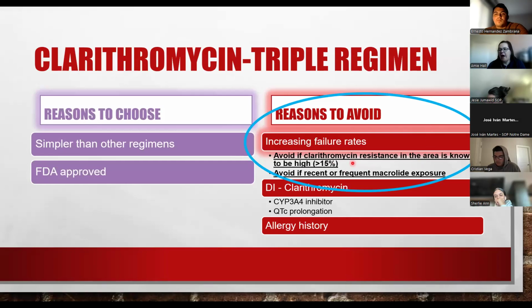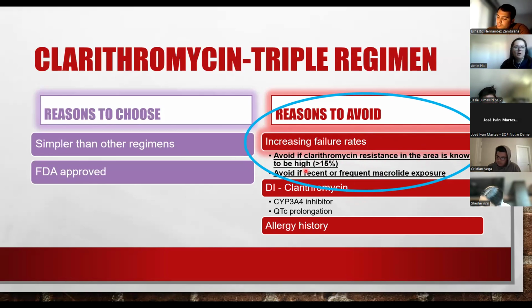If the patient has had like azithromycin for an upper respiratory infection, we would not be able to use this regimen because they've had recent exposure to a macrolide that can increase the risk of resistance. So please pay attention here because in the patient cases, you're going to have to look for clarithromycin resistance. You're going to have to look for recent macrolide exposure. So you need to remember which antibiotics are macrolides. So clarithromycin is a macrolide, but we don't typically use that for treatment for anything.